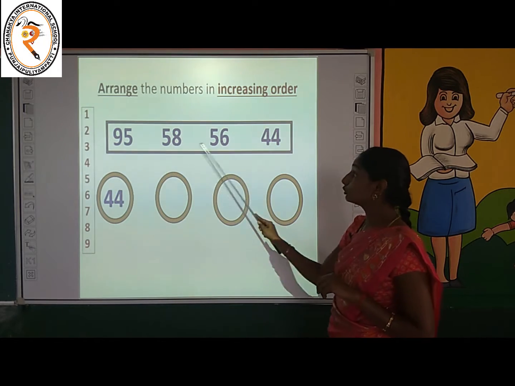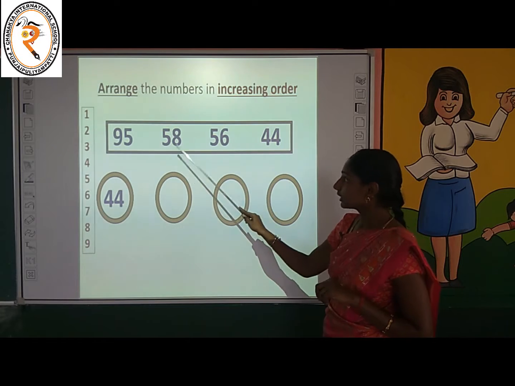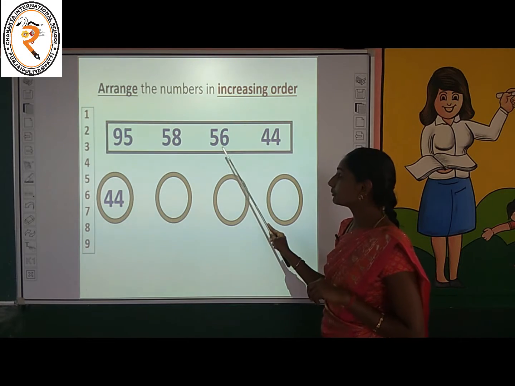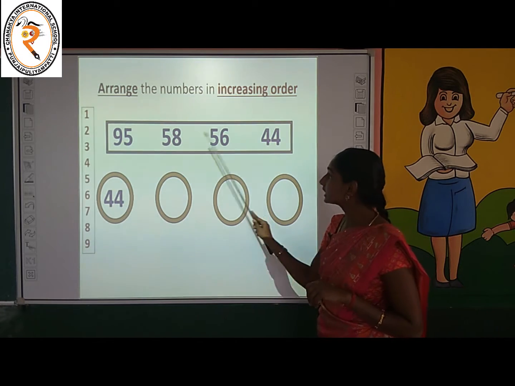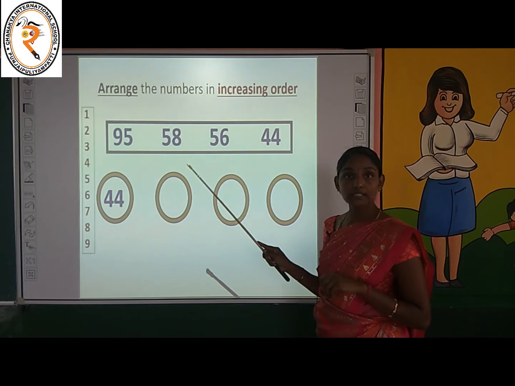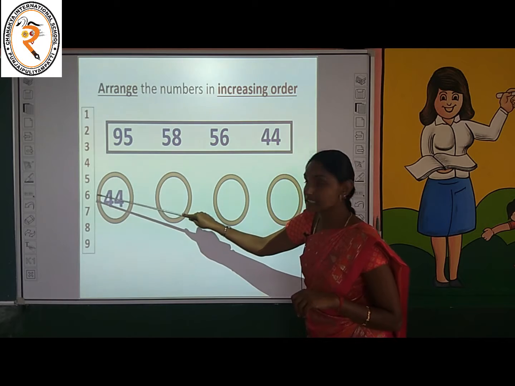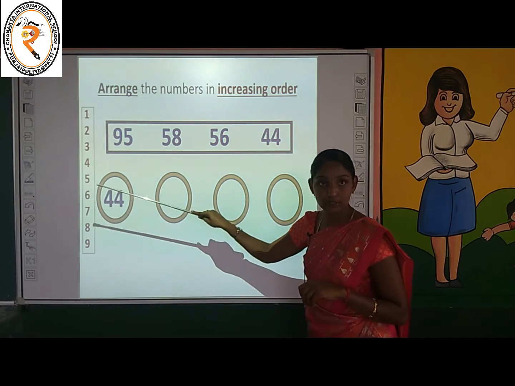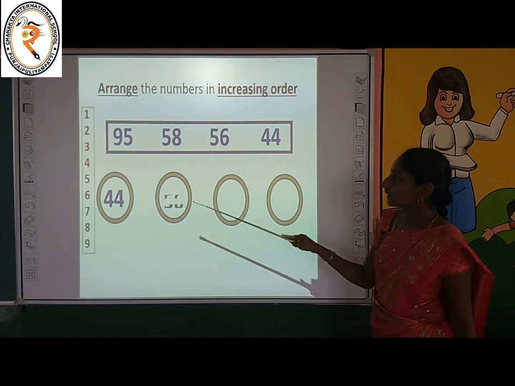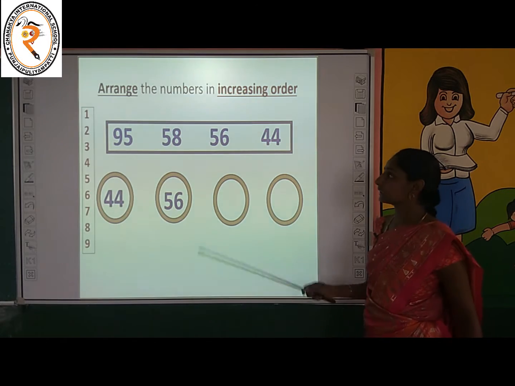Okay. There are two numbers starting with 5. Now we have to compare these two numbers in the ones place. 8 and 6. Which is the smallest? 8 and 6. See the number strip. 6 is smaller than 8 because it comes before. Then 56 is the next smallest number.